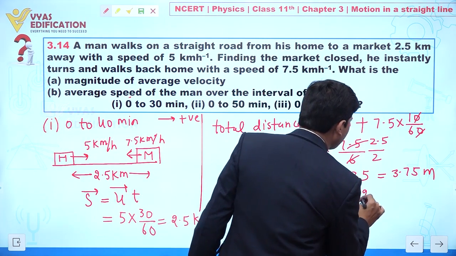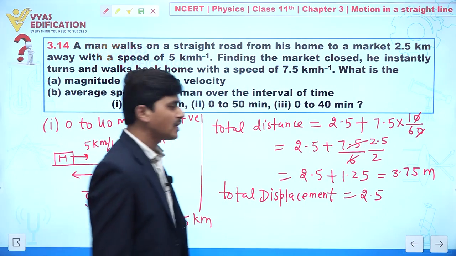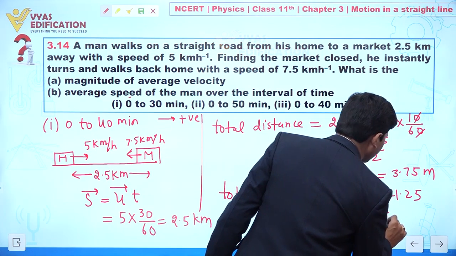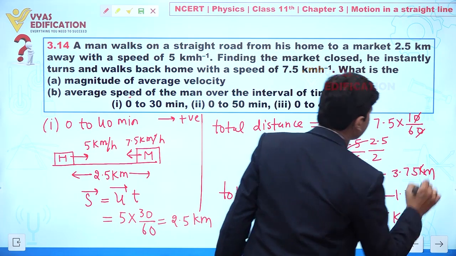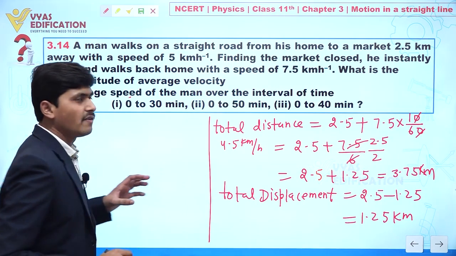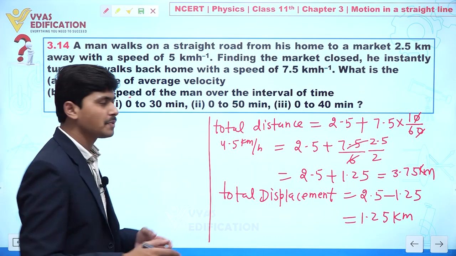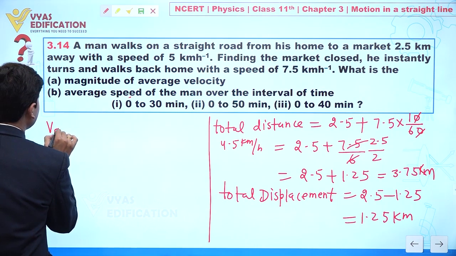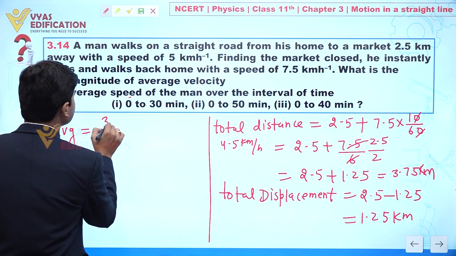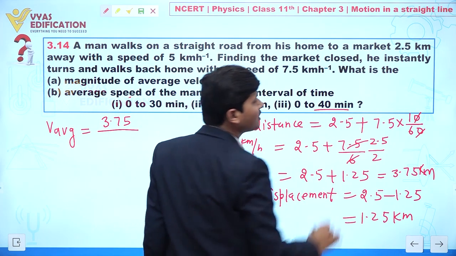But if we talk about total displacement, we have 2.5 in total, but 1.25 in the negative direction. So this is 1.25, and this is kilometer, my dear student. Clear to you? So now, dear student, if we find average velocity and average speed, how can we calculate? Average speed is given by total distance upon total time. Total distance we have 3.75 and total time is 40 minutes.